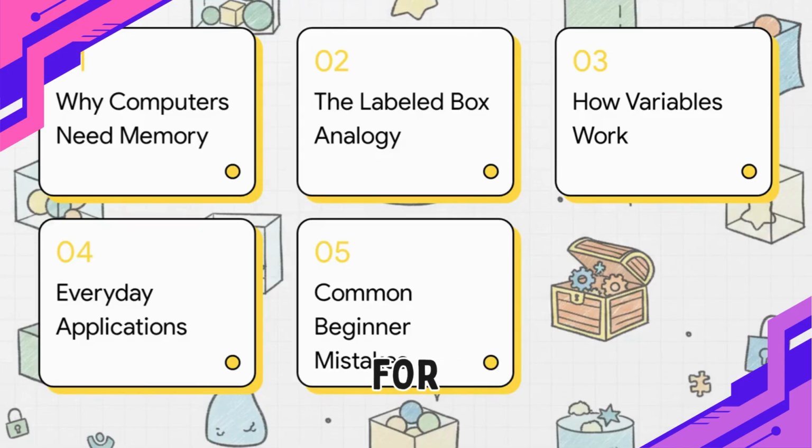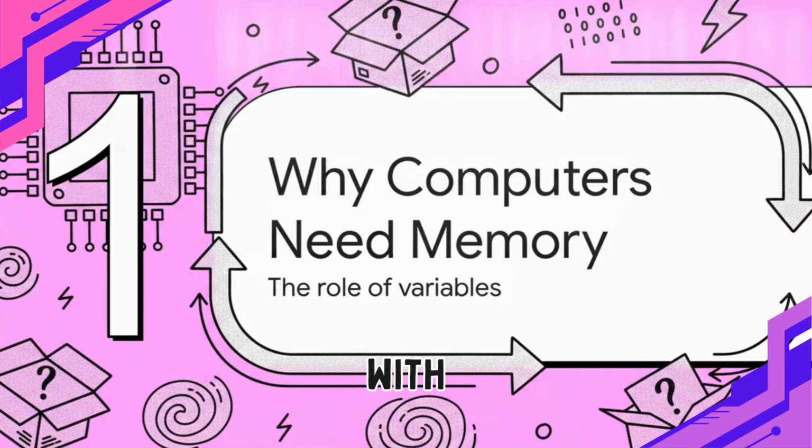So here is our roadmap for today's Explainer. We'll start with why computers need memory, the labeled box analogy, how variables actually work, variables in everyday apps, and finally, some common beginner mistakes. Let's kick things off with Section 1, why computers need memory.